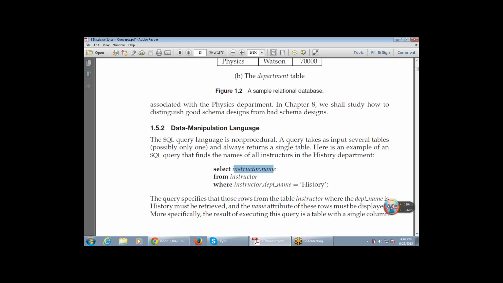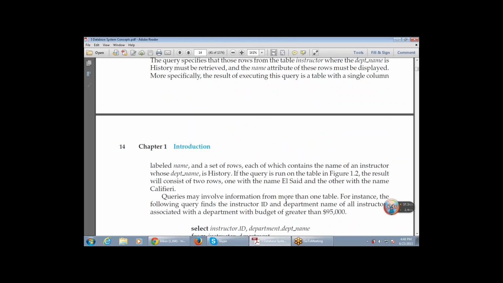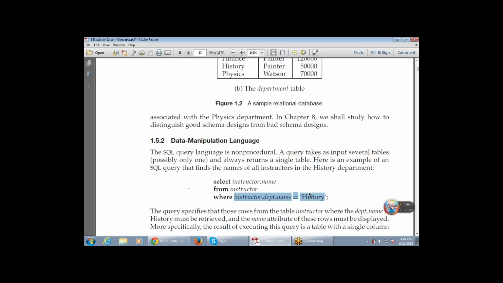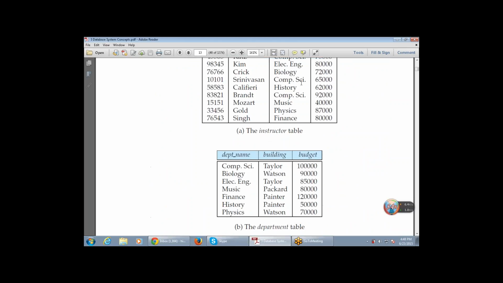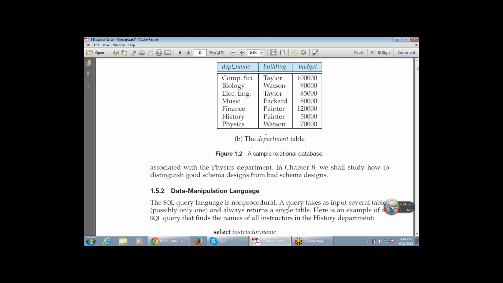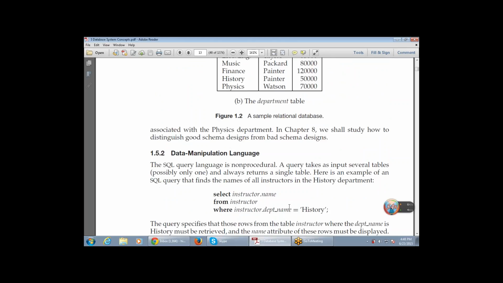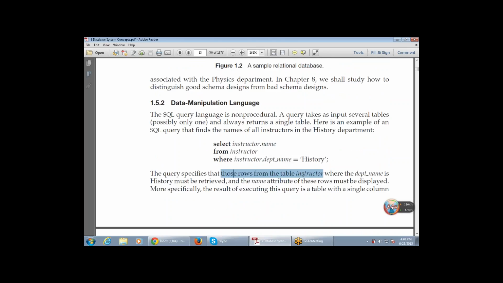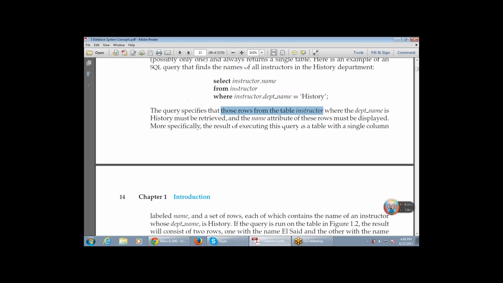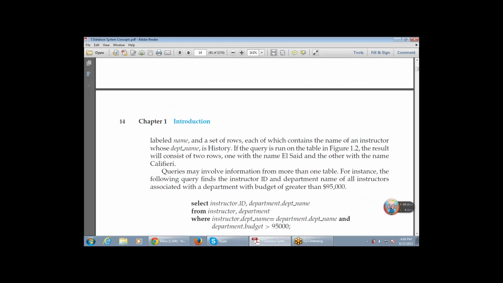So select the instructor name from the instructor table where the department name is history. Now if I check, the department name history is available over here. Then choose the instructor name, that is California. The query specifies that those rows of the instructor where the department name is history must be retrieved. So this is an example of what is retrieved.